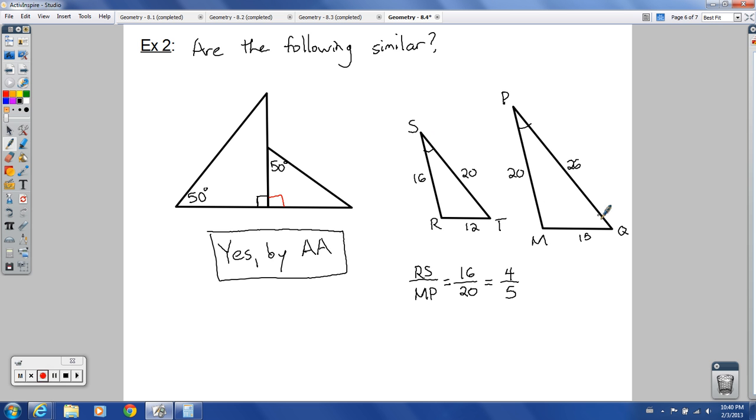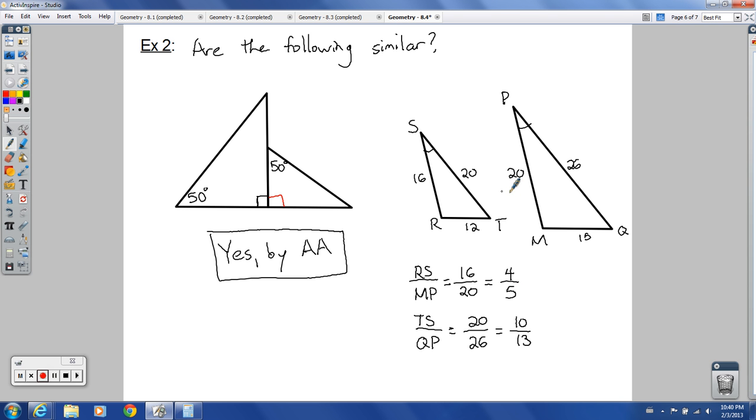But let me see if I can get one that's not. So this looks like it's got some potential here. This looks serious. This is scary here. I'm not sure. So TS compared to QP, what does that equal? That is 20 over 26. Uh-oh. If I reduce that, I get 10 over 13. Clearly not the same as 4 over 5. So are sides proportional? No.